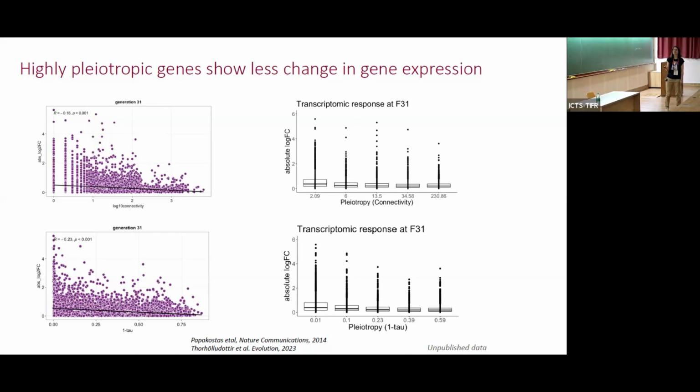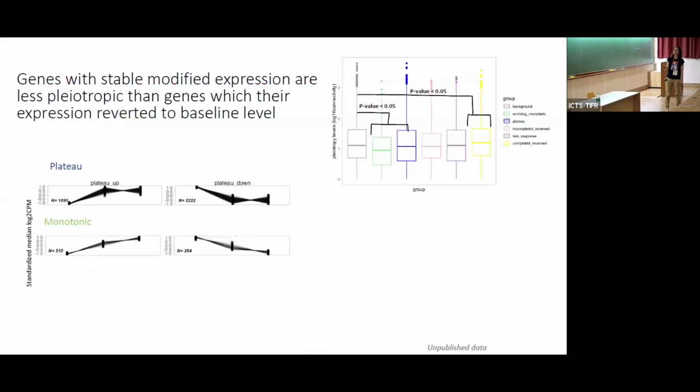And then afterwards, you said that there are some that go back, like they have the reverse. I didn't understand this bit. Here, for the genes that we identified as differentially expressed, we categorize them into different categories depending on the patterns of their expression. So the plateauing ones were the ones that had their expression modified but later on plateaued between generation 7 and 31. And those are the ones that have lower pleiotropy, but for those that after an initial increase or decrease in expression go back to the baseline level, these are the ones that are more pleiotropic compared to the background.